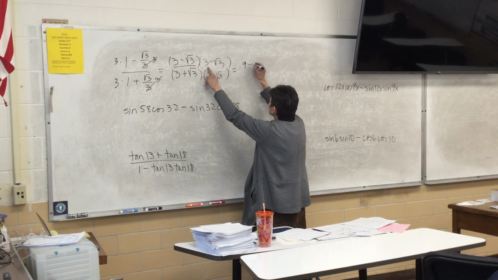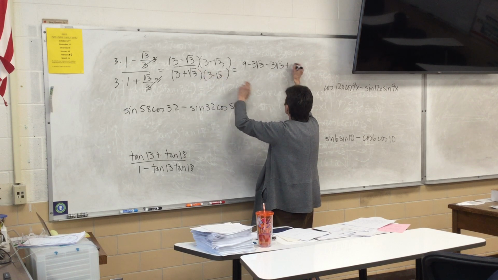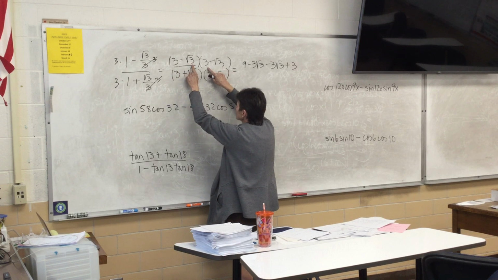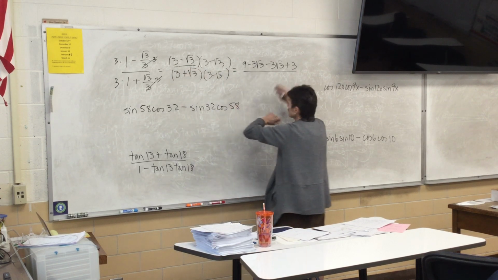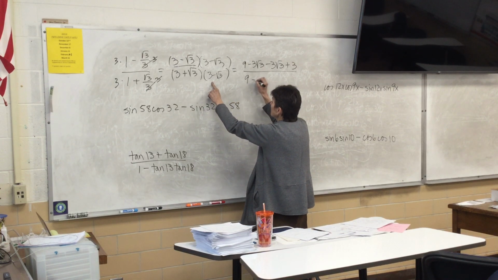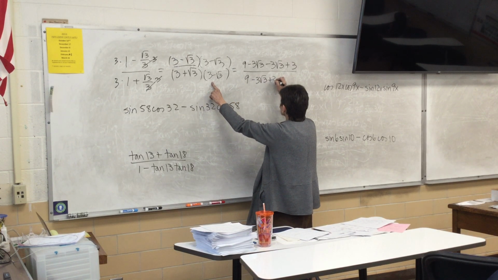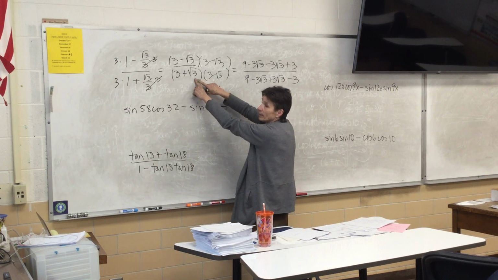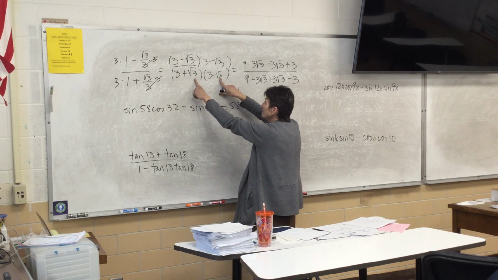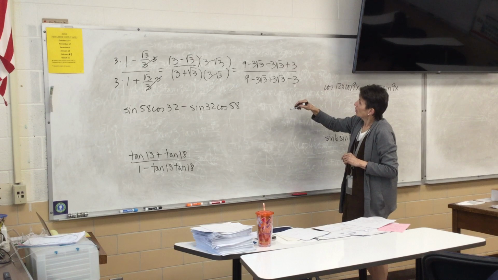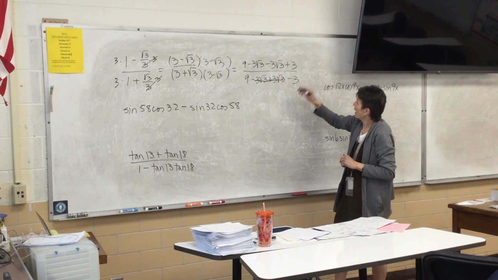So 9 minus 3 root 3 minus another 3 root 3 plus 3. And then underneath, we'll have 9 minus 3 root 3 plus 3 root 3 minus 3. Remember, when you multiply a radical 3 times a radical 3, it just becomes 3. So we can see some canceling on the bottom.